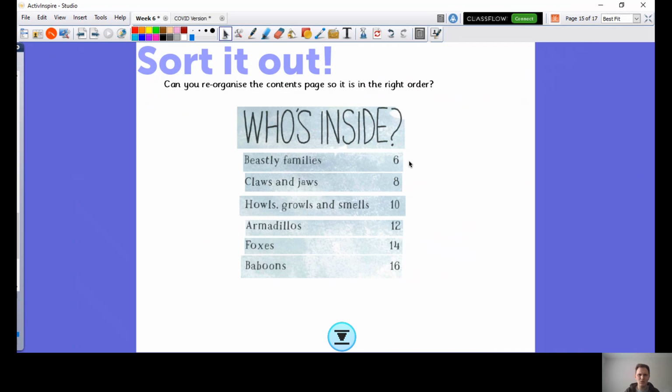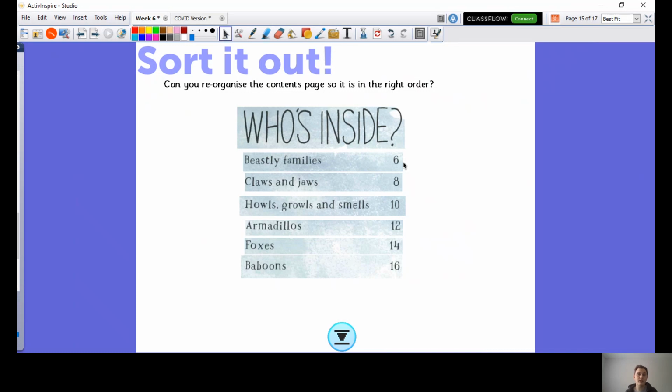Now you might be wondering, well, where's 7? Where's 9? Where's 11? Where's 13? Where's 15? Well, what that means is beastly families is on page 6 and 7, because the next section is claws and jaws, which is on page 8 and 9. Howls and growls is on page 10 and 11. Armadillos is on page 12 and 13. Foxes is on 14 and 15. Baboons is on 16 and probably 17 as well. So that's what that means. That's why there is not every single page number.